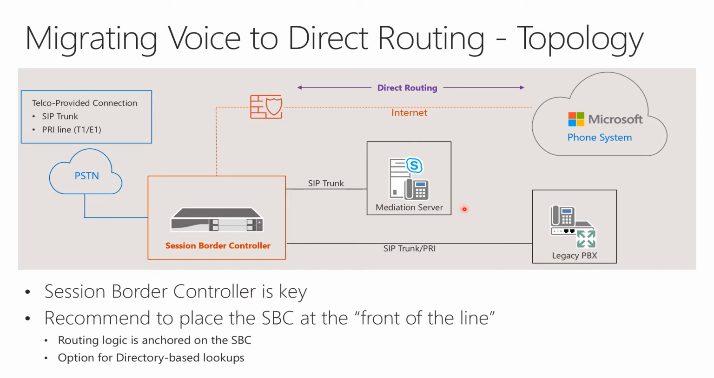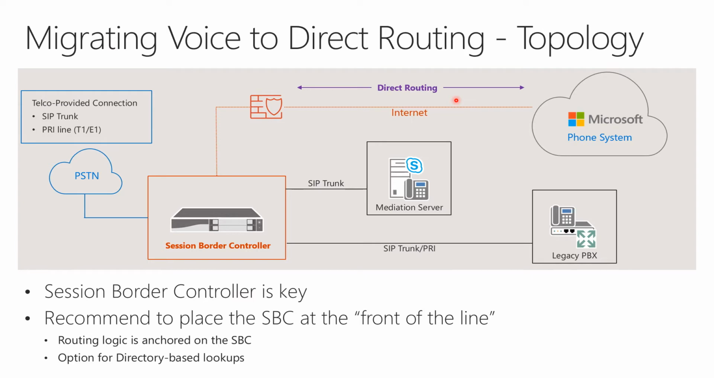And then on the right-hand side, you could be bringing this into Skype for Business server, like we see here, represented by our mediation server. You could be bringing this into a legacy or a third-party PBX, like a Cisco or an Avaya platform. And then, of course, we have our final destination up here, which is the direct routing environment.